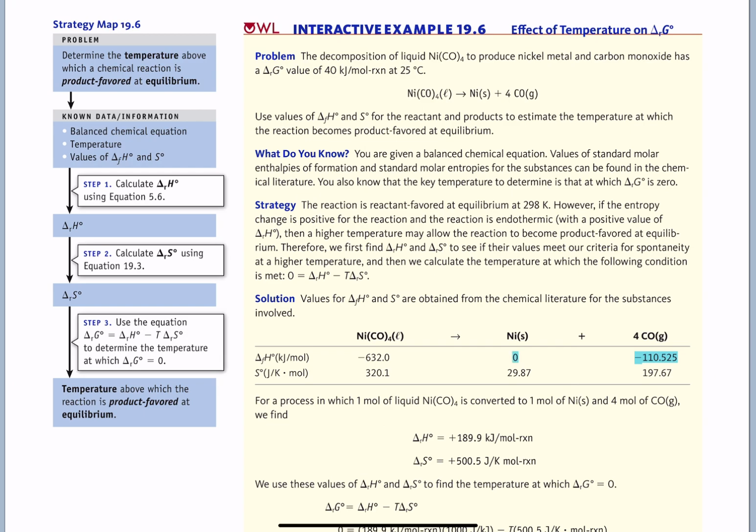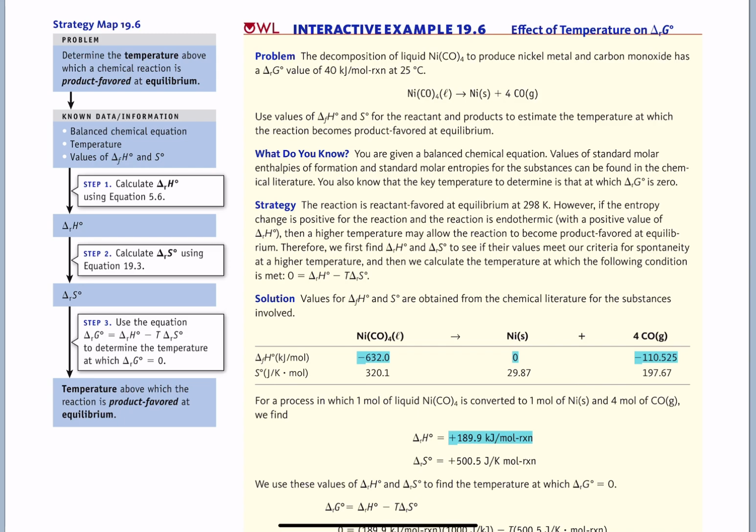When we talk about the formation of a compound from its elements, the formation of an element from itself is 0 by comparison. If we take 4 times a negative 110.525 and subtract my heat of reaction, we get this positive value right here for my delta H.